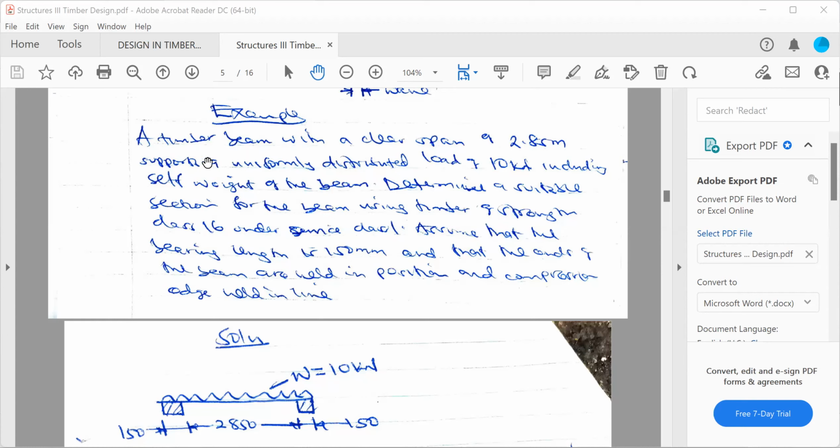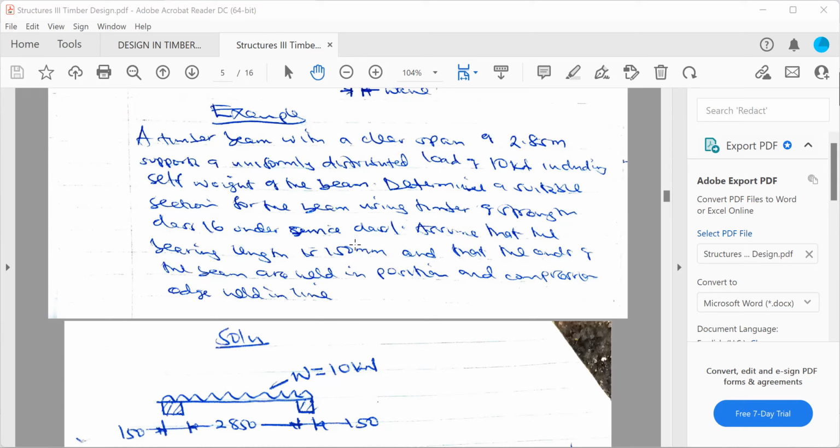I'll read: a timber beam with a clear span of 2.85 meter supports a uniformly distributed load of 10 kilonewton, including self-weight of the beam. Determine a suitable section for the beam using timber of strength class 16 under service class 1. Assume that the bearing length is 150 millimeter and that the ends of the beam are held in position and compression edge held in line. So that is our question.